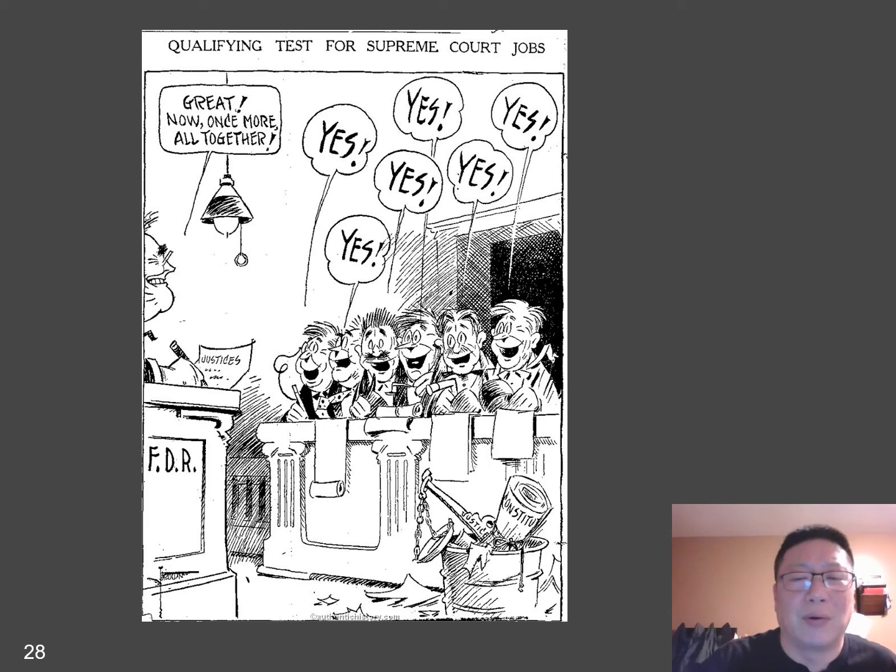Okay, here's a Supreme Court packing political cartoon, where the Supreme Court justices are a bunch of yes men that are appointed by FDR here. If you look carefully in the trash, you can see the Constitution. This was actually a document, I can't remember if it was an SAQ or DBQ, a few years ago.